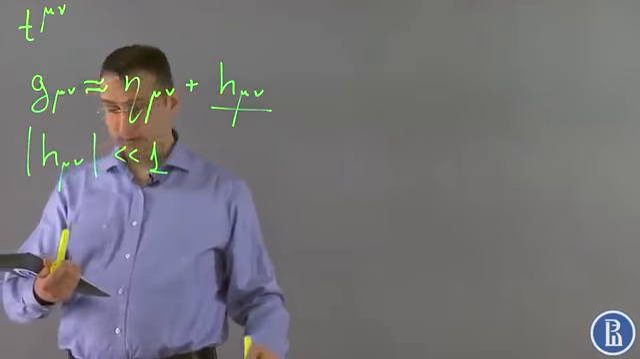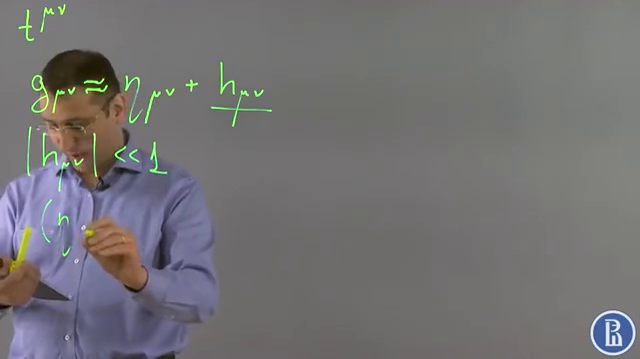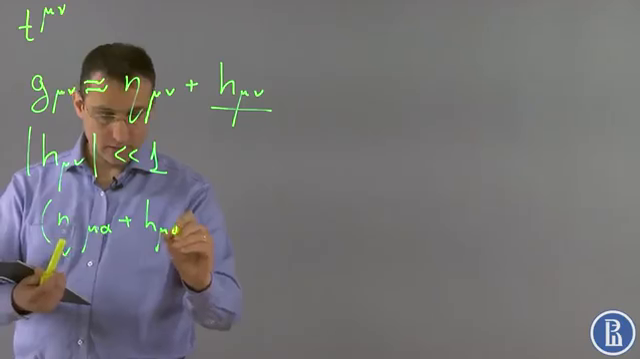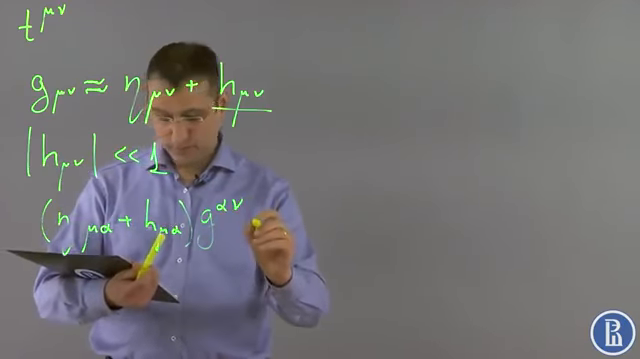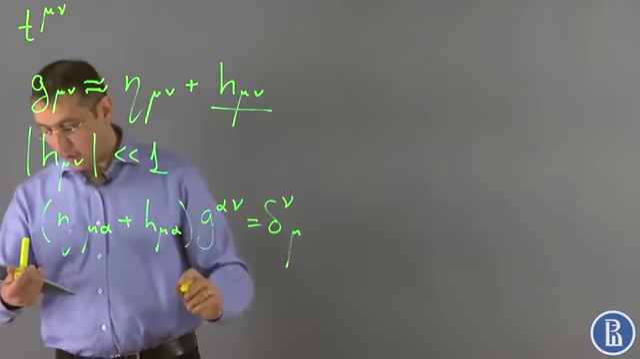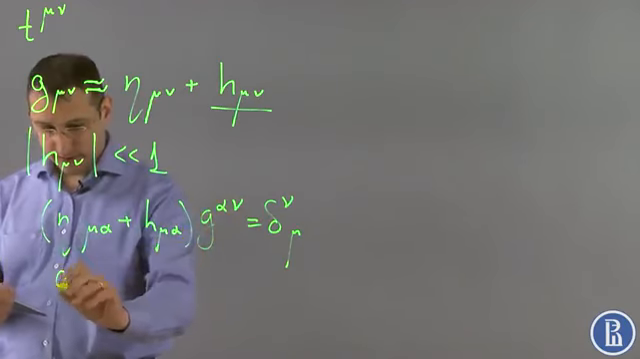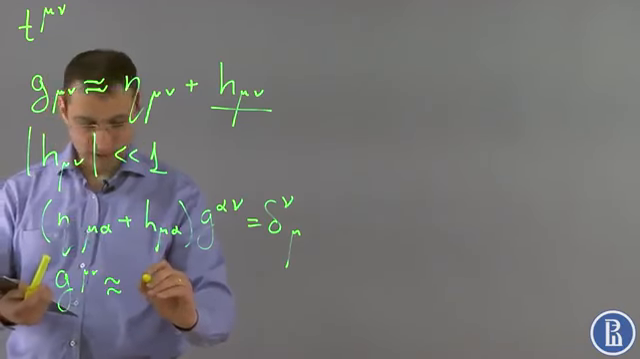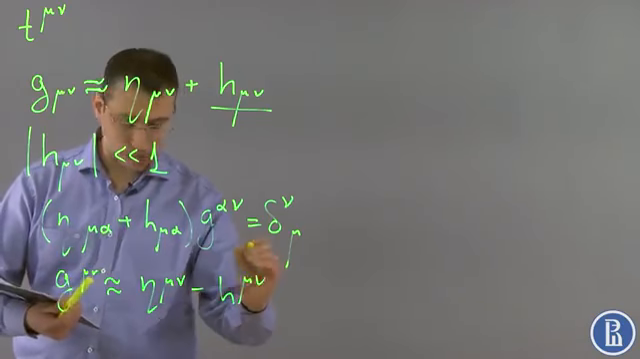At linear order in this quantity, we want to find the inverse metric tensor. To find the inverse metric tensor, we have to solve the following equation: g^{μα} g_{αν} equals δ^μ_ν. At linear order, we have to solve it for this, and g^{μν} is approximately equal to η^{μν} minus h^{μν}.